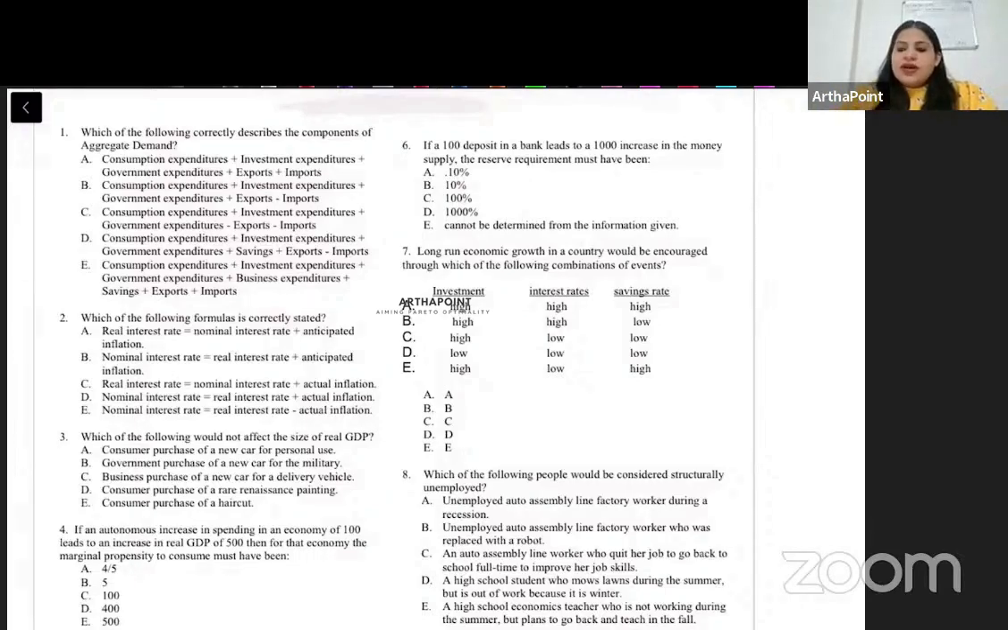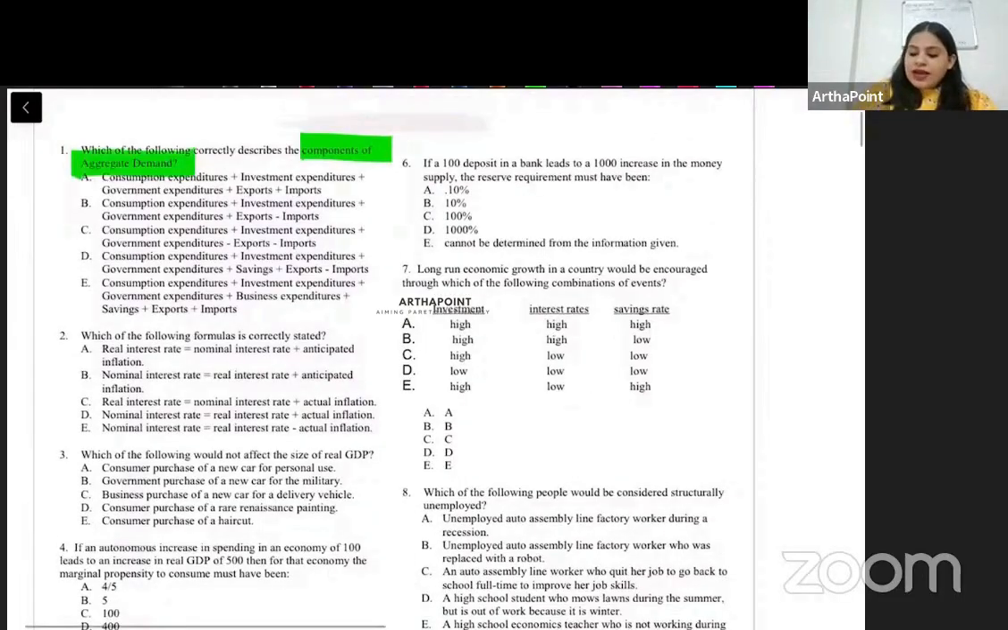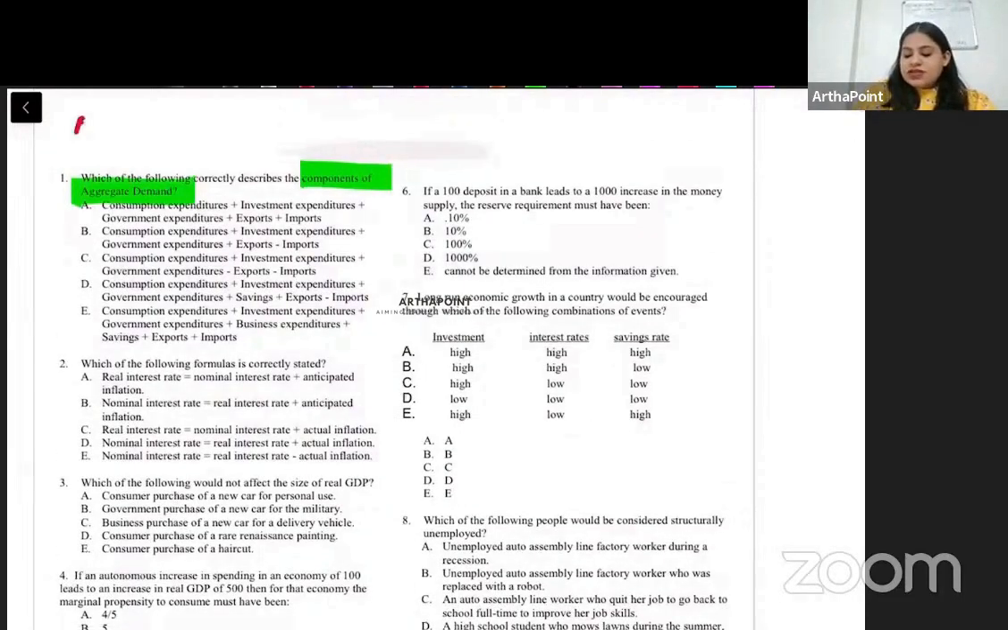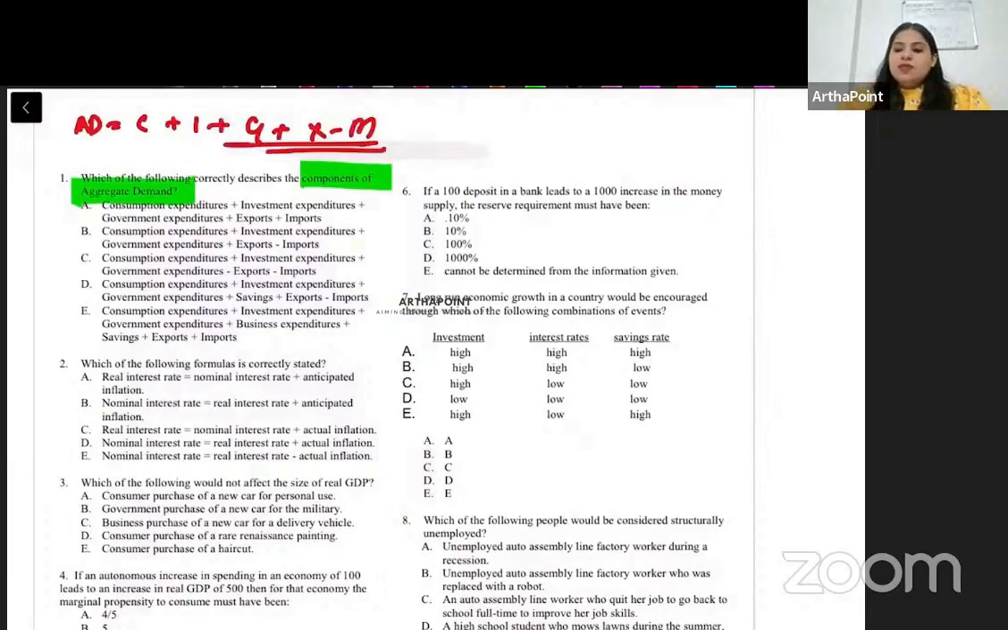So let us go ahead and have a look at the first question. Which of the following correctly describes the components of AD? So we know that AD can be written as C plus I plus G plus X minus M, right? C plus I plus G plus NX.